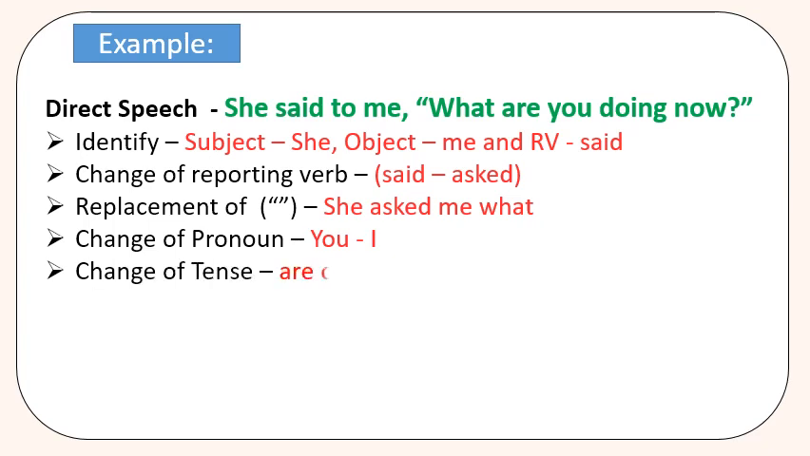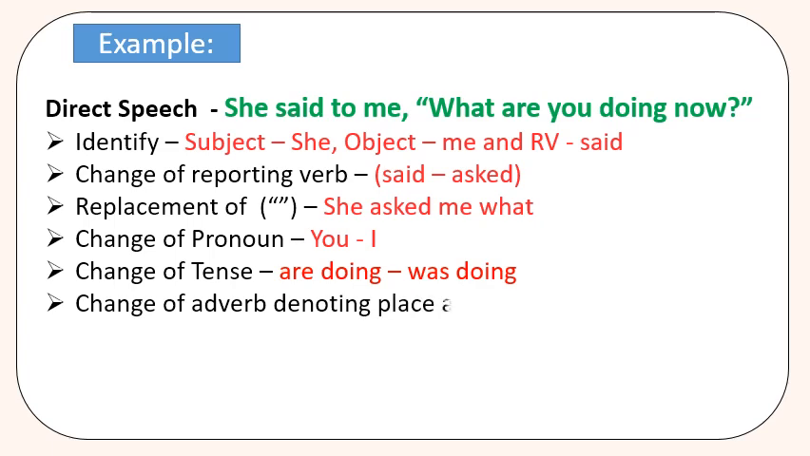Now fifth is change of tense. So "are doing" is "are" plus the first form of the verb plus "ing". It means that it is present continuous tense. So according to the rule, present continuous tense converts into past continuous tense. So "are doing" is converted into "was doing". Now next is change of adverb denoting place and time. So here "now" will change into "then".